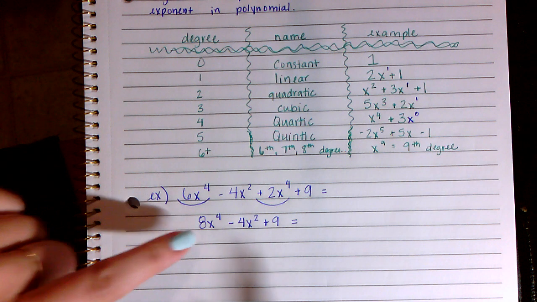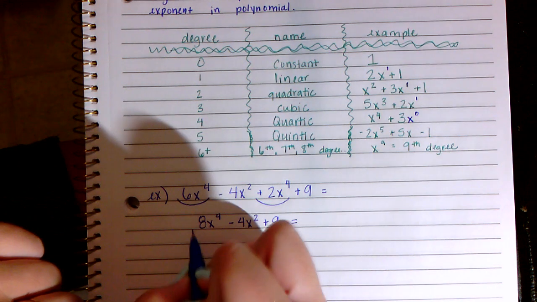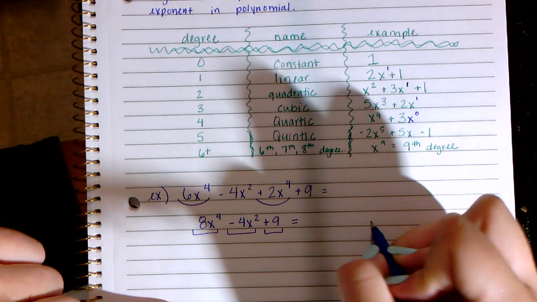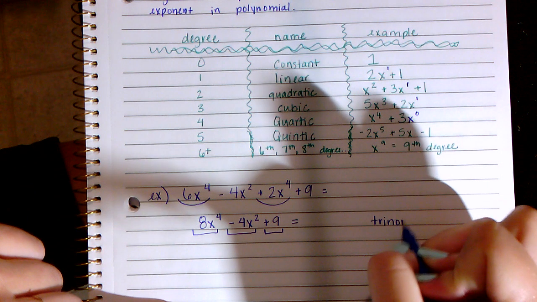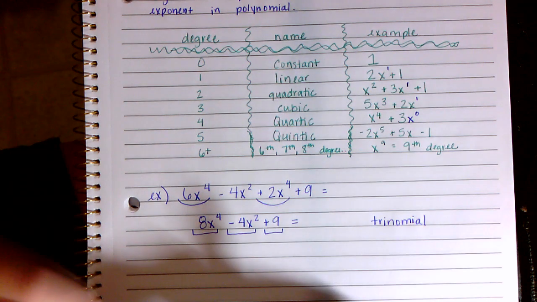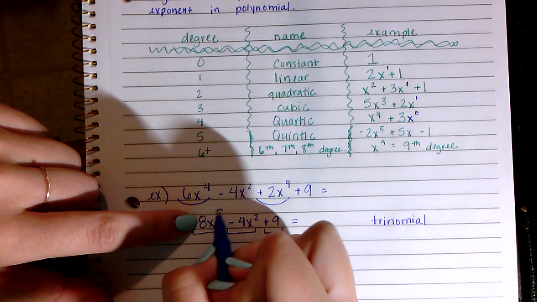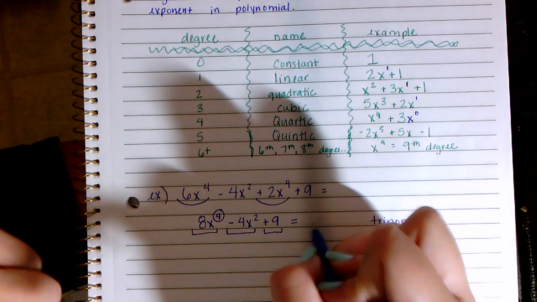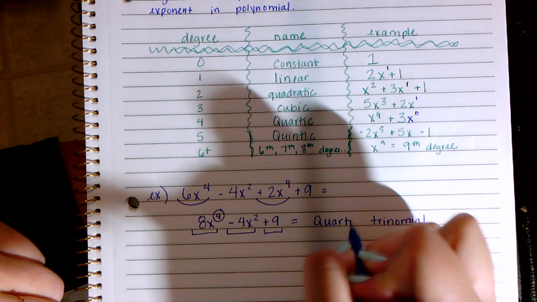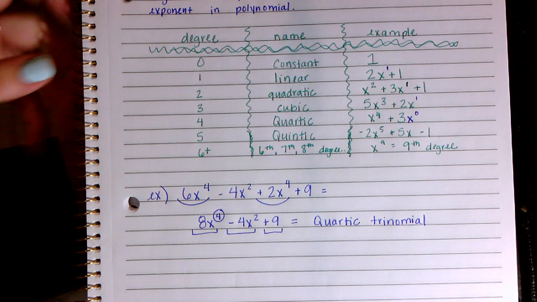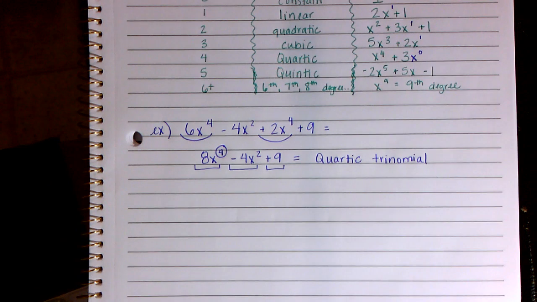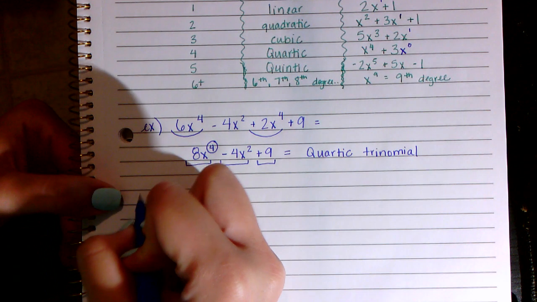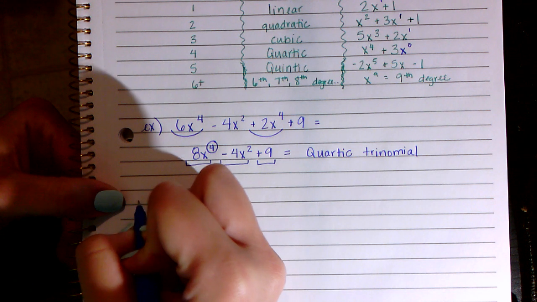So now I have 1, 2, 3 terms. So I know that it is a trinomial. But I have to figure out what kind of trinomial. And if I look at my degree, the highest degree is a 4, making it a quartic trinomial. Okay? So as long as you've simplified it, all you have to do is count your terms and find the highest exponent. One more example I'll give you, and then the last 2 are yours.